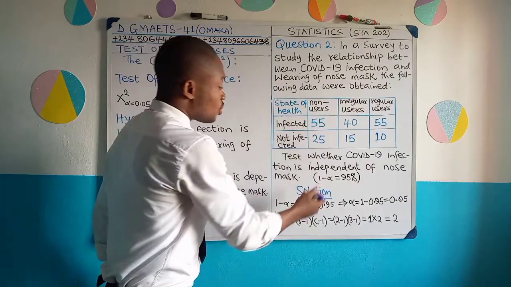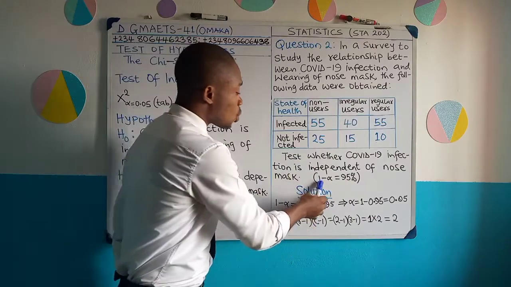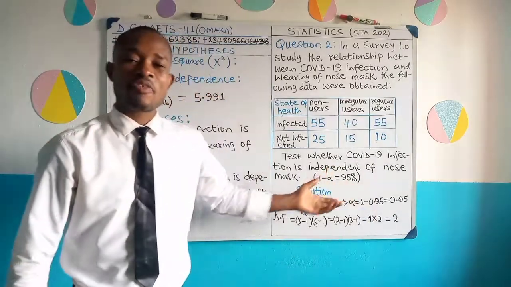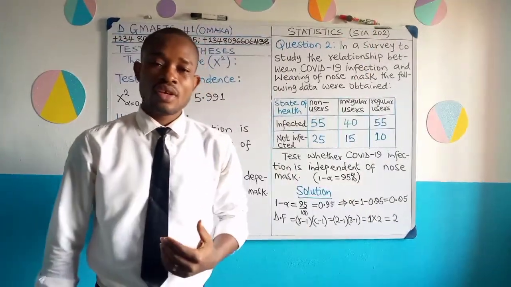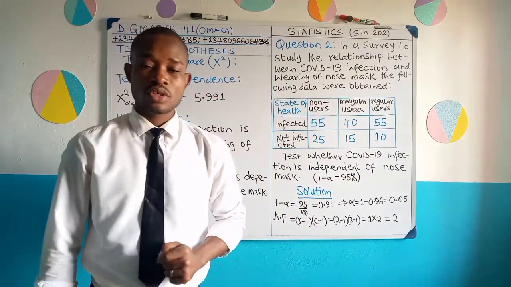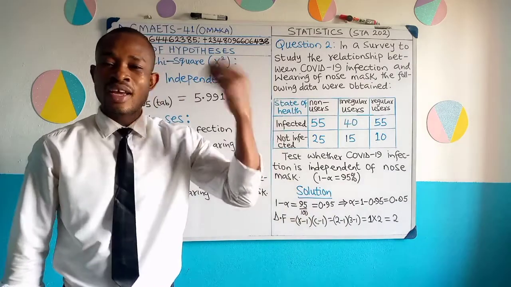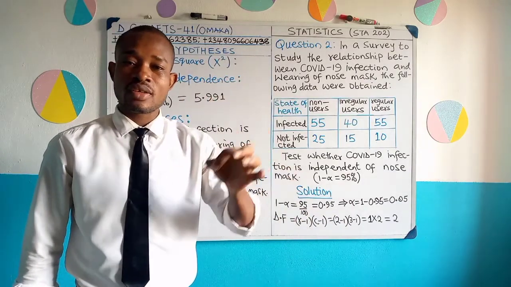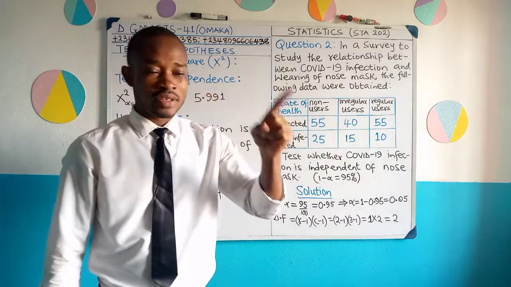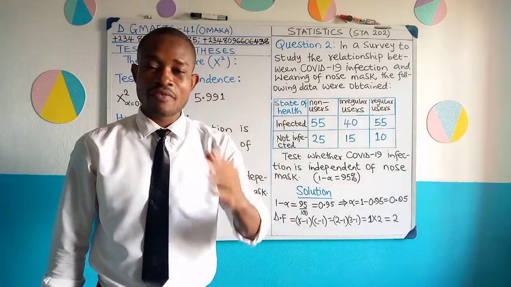The question requires that we test whether COVID-19 infection is independent of nose mask. Now they gave us 1 minus alpha, which is equal to 95%. You see, this 95% is a value higher than 50%, higher than 0.5 in decimal. It simply tells us that this is the confidence coefficient. I made reference to something like this when I taught tests of homogeneity, tests concerning more than two population proportion. So once you're given 1 minus alpha, please take note, that is not significance level. Rather, it is confidence coefficient.